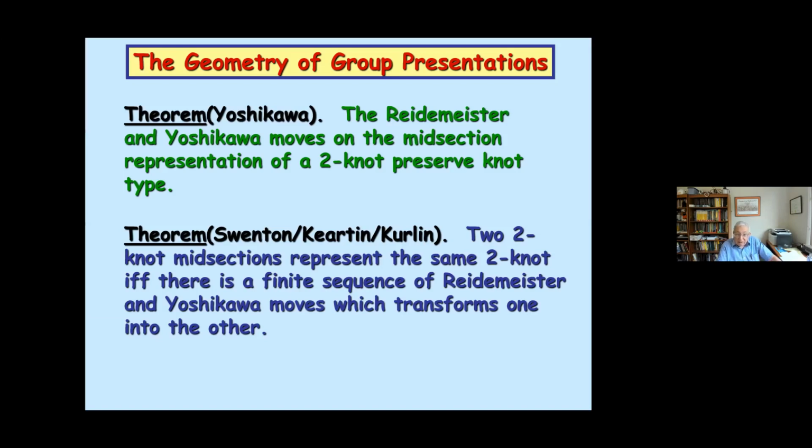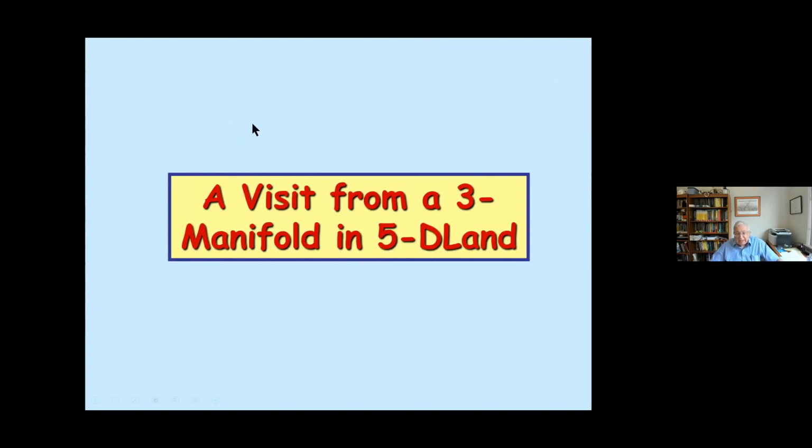Now this is quite a nice result. We've reduced 4-dimensional knot theory to 3-dimensional knot theory with this one little theorem. We only need to work with midsections. Now, maybe I should pause for a second. I'm going to talk about a visit from a 3-manifold in 5-dimensional space. But before I do that, are there any questions from anyone? I guess not. So let me continue.